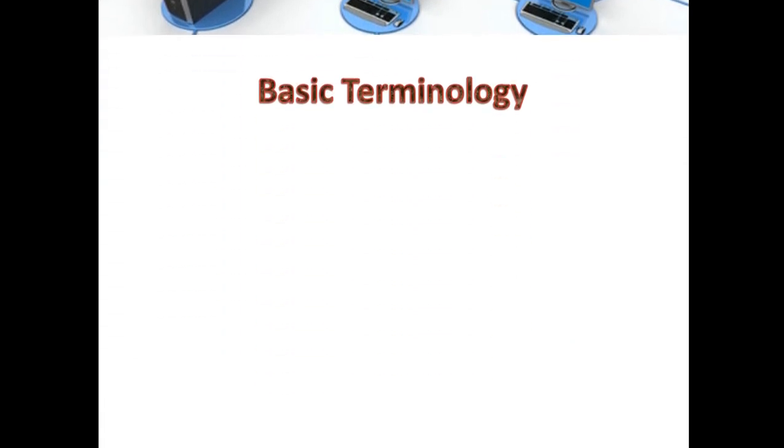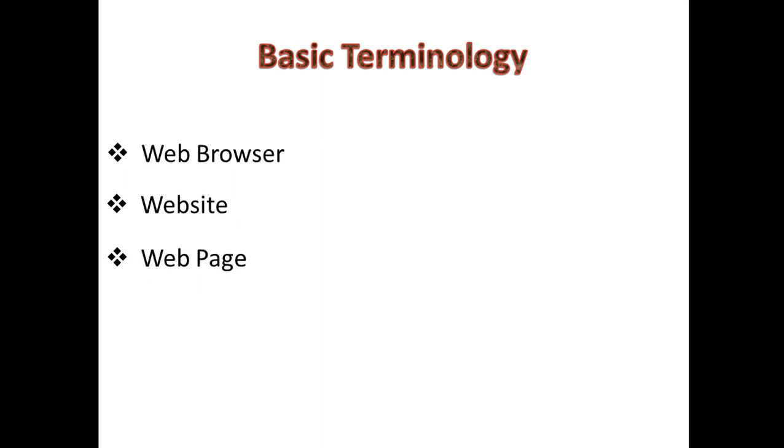In the next upcoming topics, or in the next video, we will discuss the basic terminologies, or we can say basic terms that are related to internet. The first term is web browser. The second one is website. And third one is web page. And next is home page. And last one is search engines. So first of all, we will discuss these terms. Then we will discuss the uses of internet, advantages and disadvantages, and the remaining topics of the lesson.